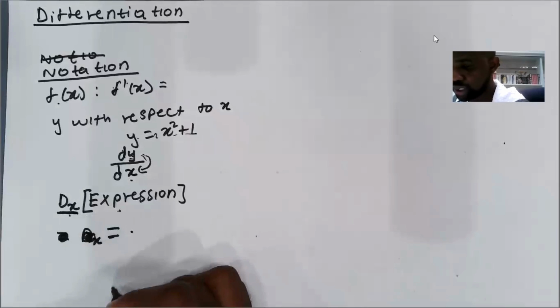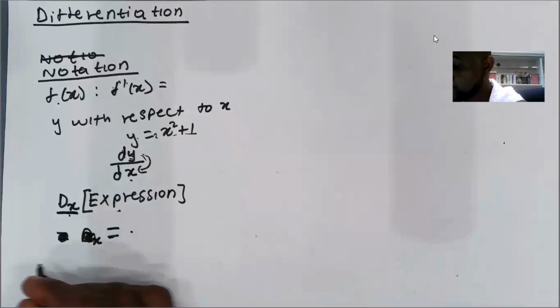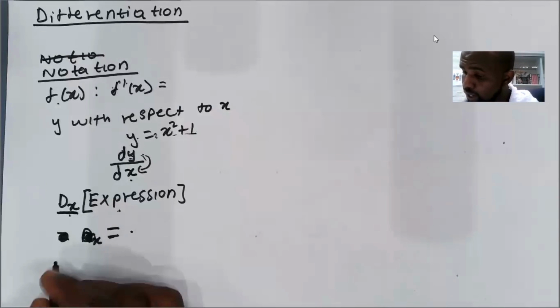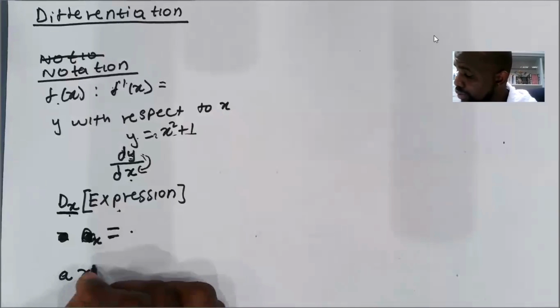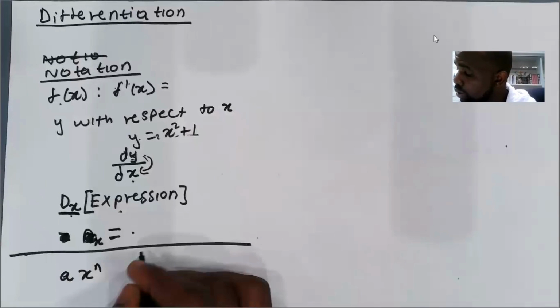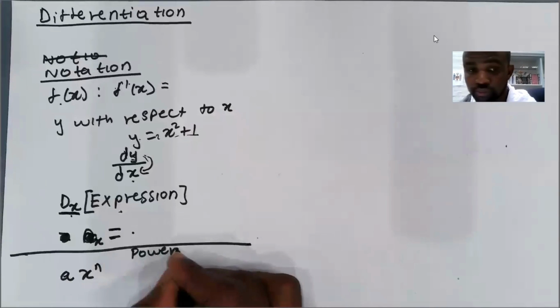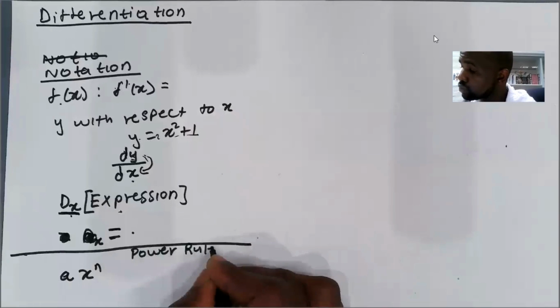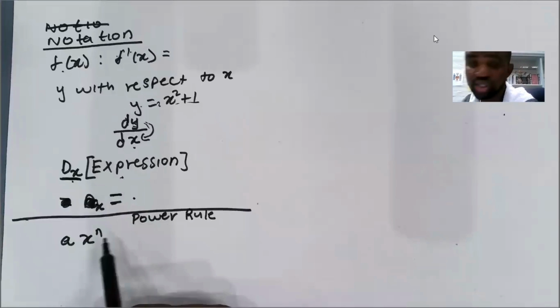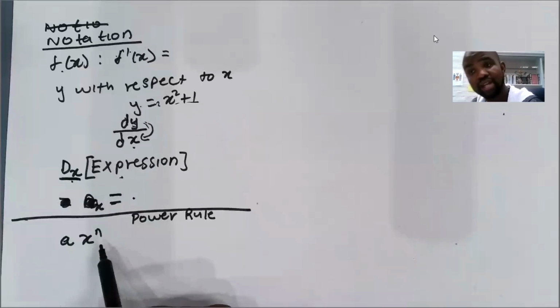First thing, before we do an example, let me tell you how we derive using the power rule. What is the power rule saying in terms of deriving? We're going to have a times x to the n. That's the power rule. Why am I saying the power rule? Because we have this n, which is called the power, like the exponent.